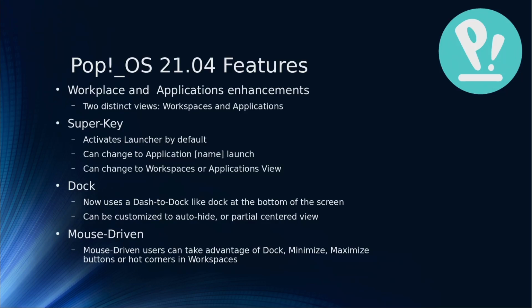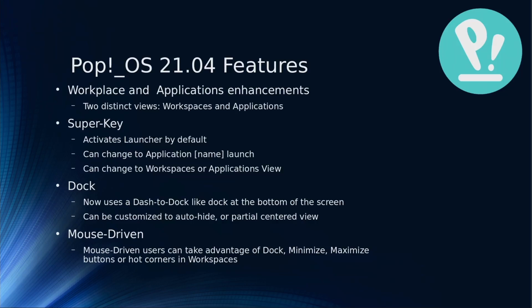So some of the things that they wanted to add into this were, some of the features around GNOME were a little clumsy in moving between workspaces and applications, so they now have two distinct views where you can set up your super key or super D to go either into workspace or applications. It depends on which one you want it to be configured to. So that gives you two distinct views into your system.